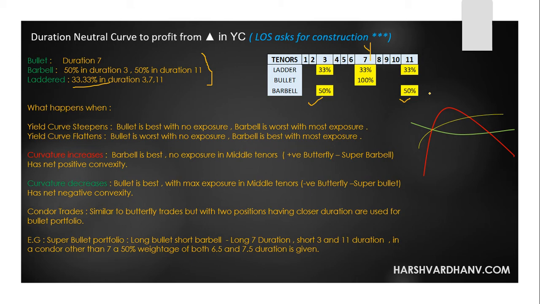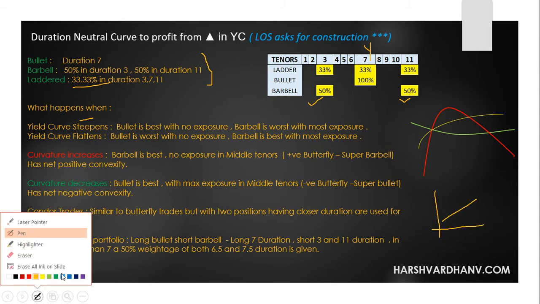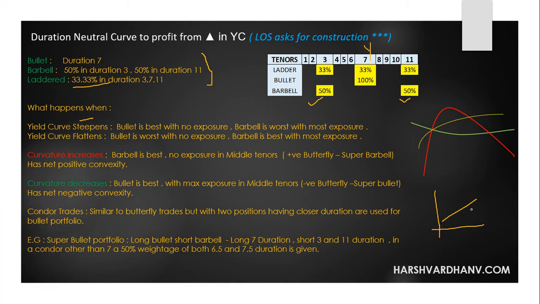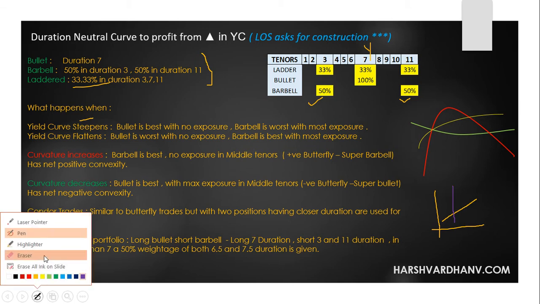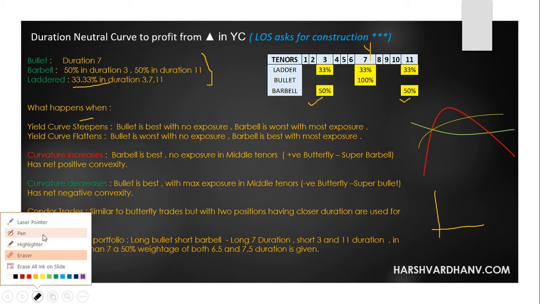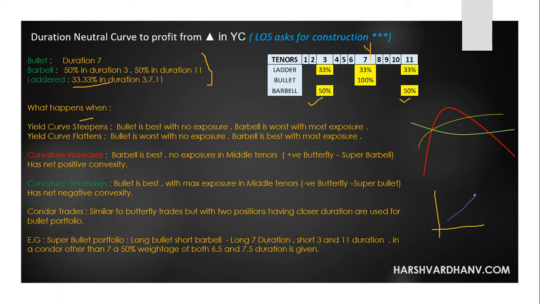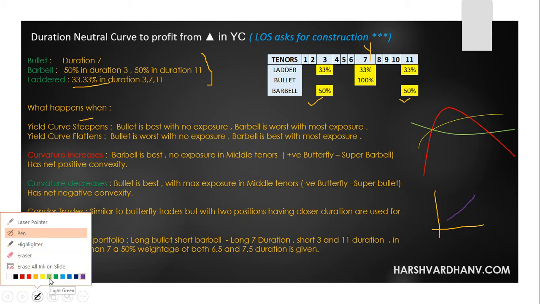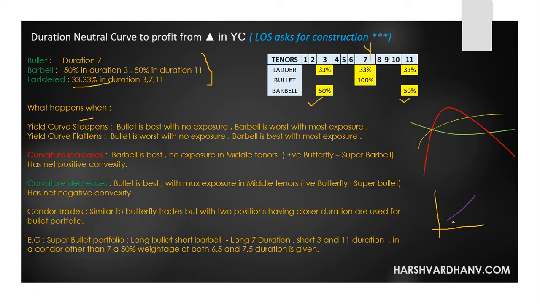Now we have to anticipate what happens when a yield curve steepens. So this is your normal yield curve. Let's take an example. I'll take the purple color. I like this one. So what happens? It's too steep. Let's remove the steepness. So this is your yield curve. And what happens if the yield curve steepens?